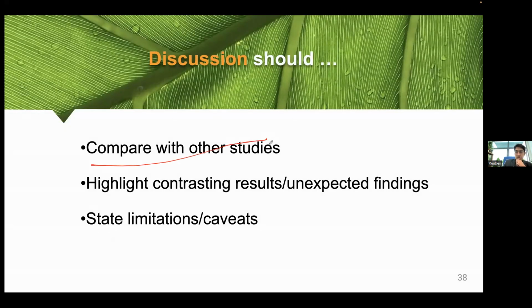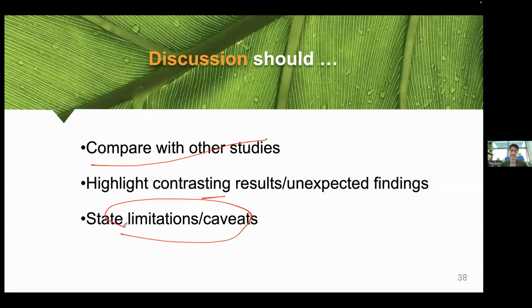So as I said, it's very important to compare your findings, whether you found similar results or dissimilar results. That's fine. It's very important to highlight these and then explain why it's the case, why you got a different result than others. You give your own hypotheses.